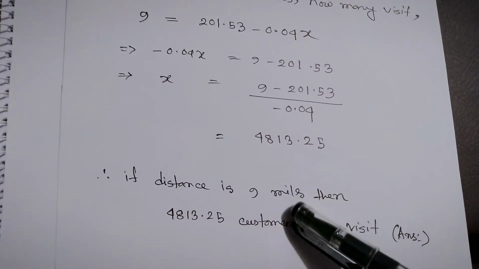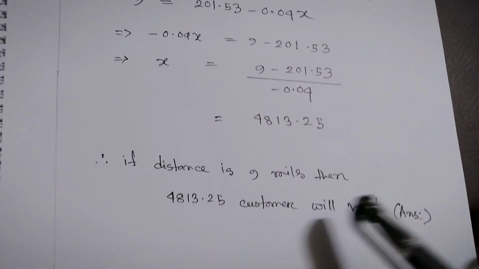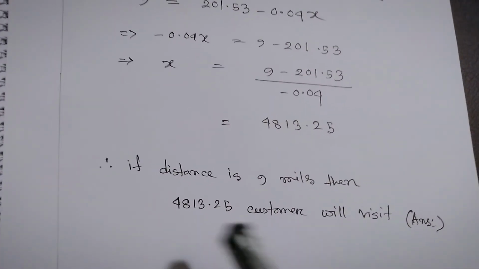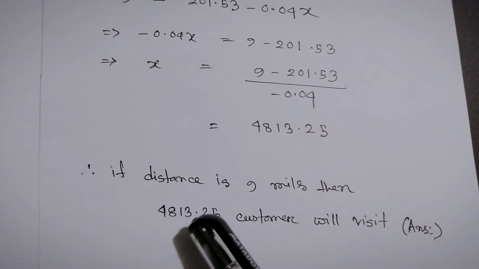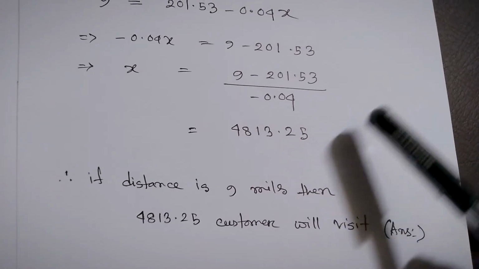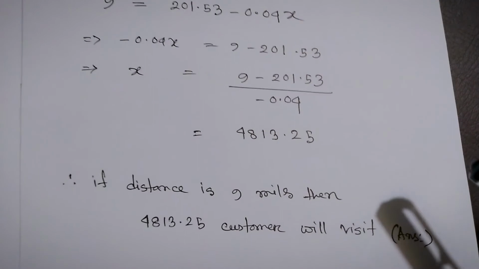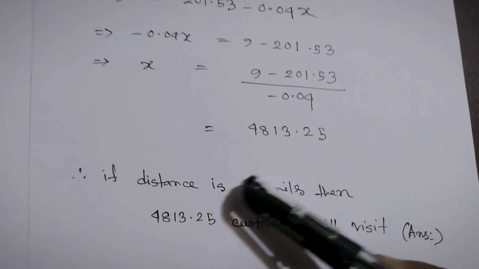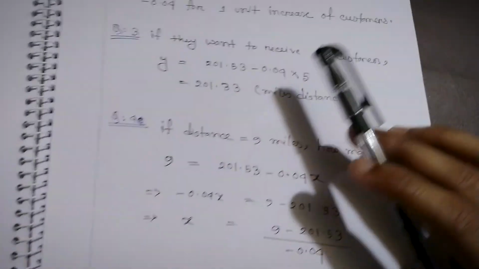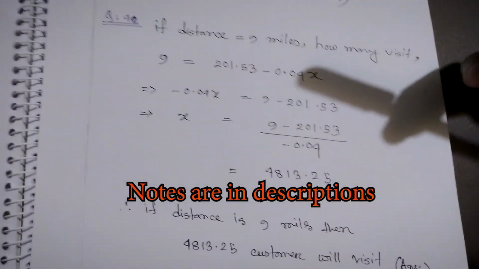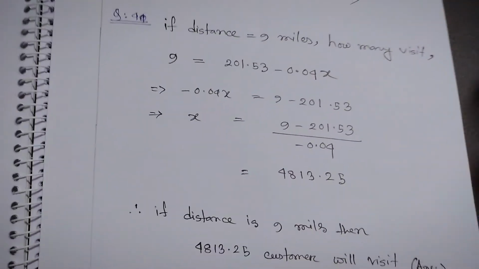When the distance is 9 miles, so your y is given as 9 miles, how many customers will visit? 4,813.25 customers will visit. You just round it up because customers are whole values. So 4813 is the number of customers that will visit if the distance is 9 miles. So these are the things that are very important to understand in the regression equation, because you can predict one variable based on another variable. So this is very important to learn.